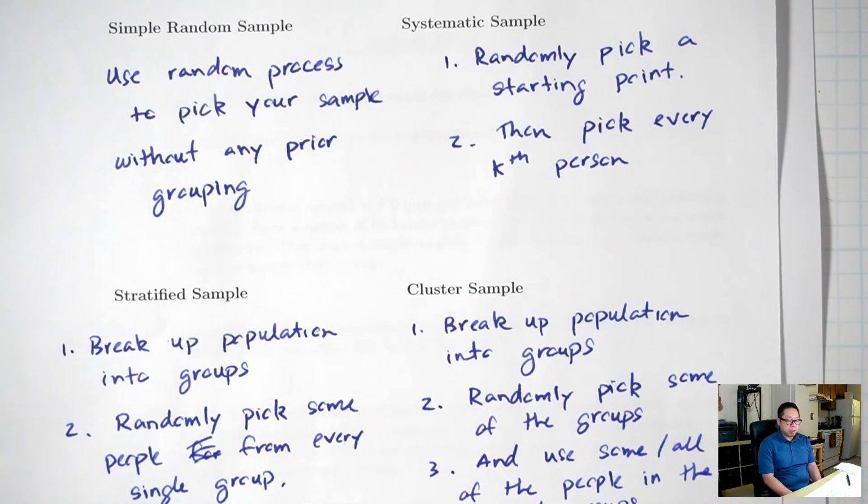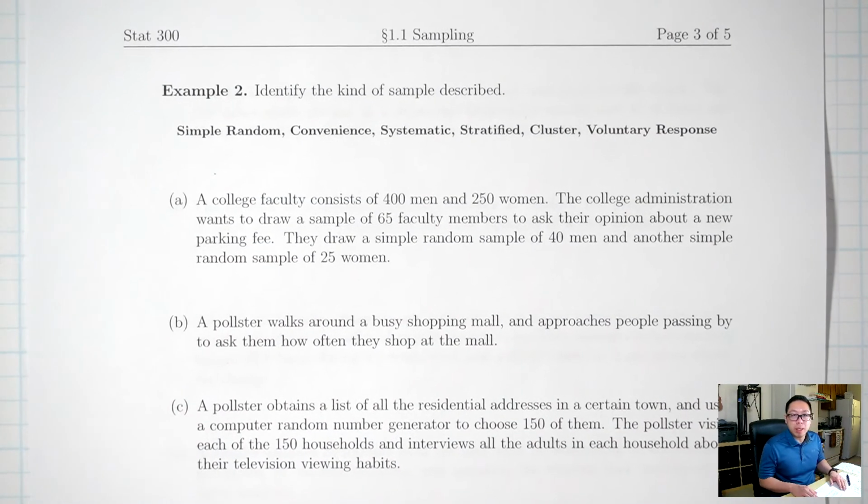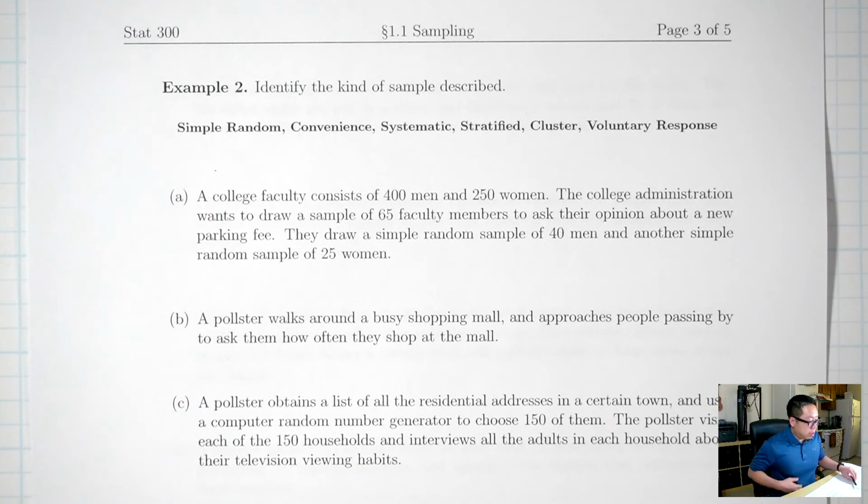And what you have to ask yourself is, what we're interested in is picking the people, and the question is, did we break up these people into groups first before we pick them? So if we take a look back here, part A, we're picking people. Did we group them somehow first?